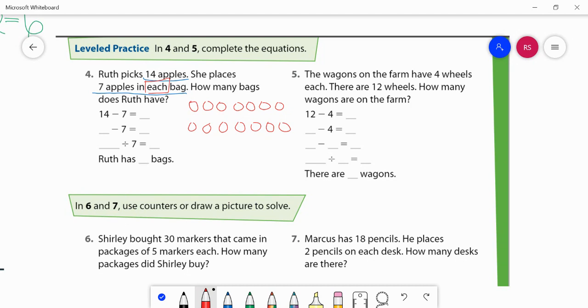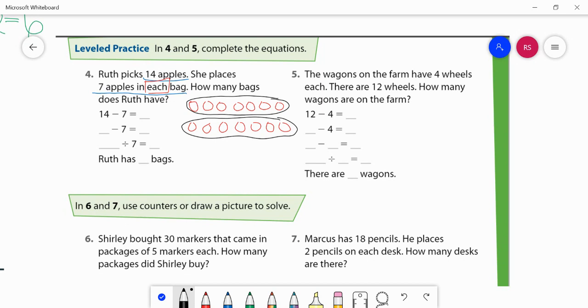And it says she places 7 apples in each bag. So we need to draw a bag around 7 of these apples. So this is 1, 2, 3, 4, 5, 6, 7. This would be one bag. 1, 2, 3, 4, 5, 6, 7. This would be my second bag, right?